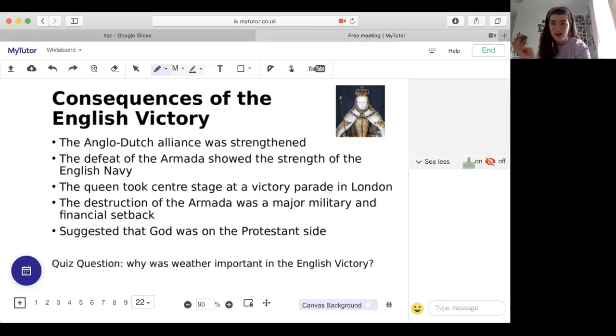Hopefully this isn't too hard, but I know that it's a bit of a rogue question, so if you're struggling with that, don't worry. So we've got some answers coming in. This one's from Ella. Because the bad weather and storms destroyed some Spanish ships, and it suggested that God was on the Protestant side, which would have decreased the Spanish morale. Excellent. And then from Summer, the weather suggested that it was a sign from God that he was the English Protestant sign. Excellent. The Spanish ships got battered.